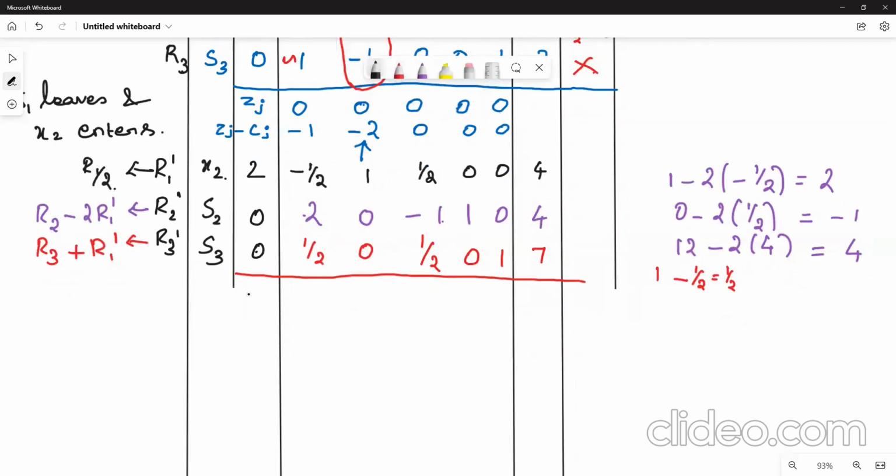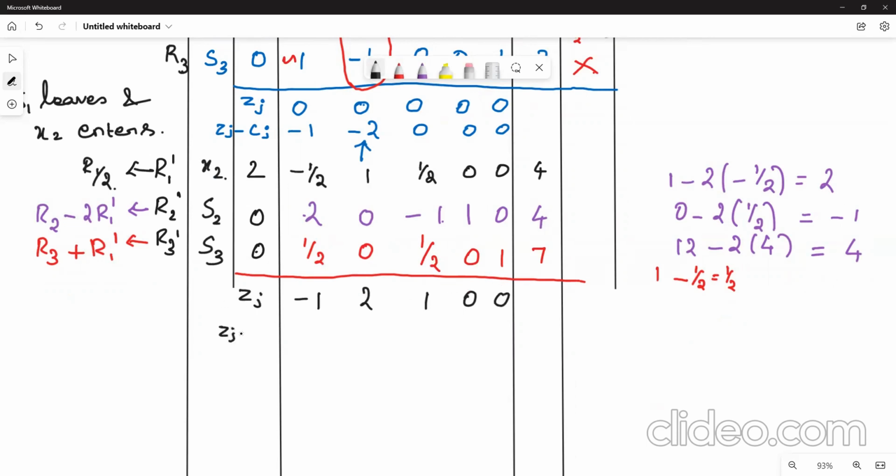Zj is nothing but 2 into minus 1 by 2 plus 0 into 2 plus 0 into 1 by 2. So 2 into minus 1 by 2 is minus 1. 2 into 1 plus 0 into 0 plus 0 into 0, that is 2. 2 into 1 by 2 plus 0 into minus 1 plus 0 into 1 by 2, that is 1. 2 into 0 plus 0 into 1 plus 0 into 0 is 0. 2 into 0 plus 0 into 0 plus 0 into 1 is 0.